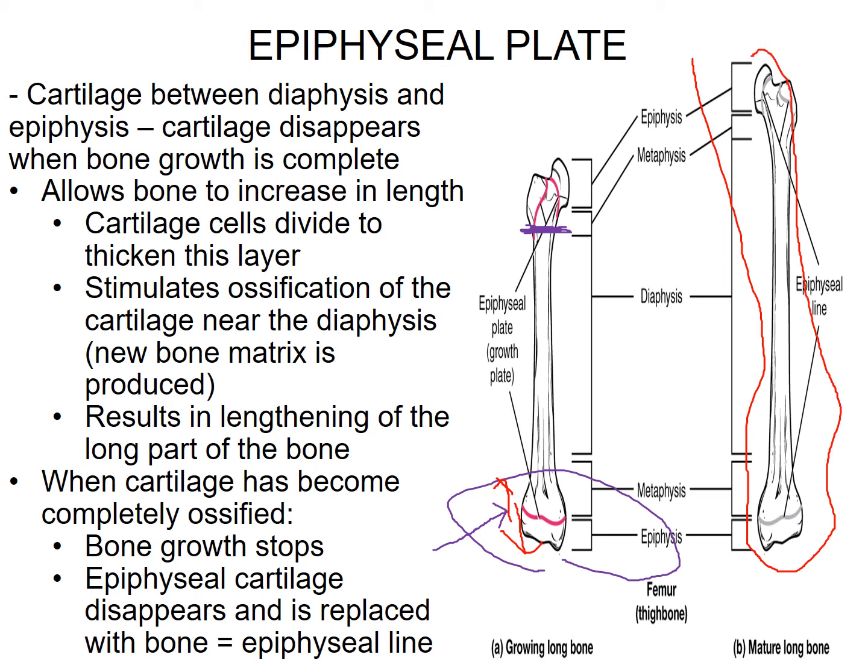But there is a little scar from all of that cartilage being there for a good portion of your years when you were growing, and what they call that scar is the epiphyseal line. So epiphyseal lines are only found in adults that are fully grown, versus the epiphyseal plate can be found in anybody who is still growing. And once again, this is 100% hyaline cartilage.